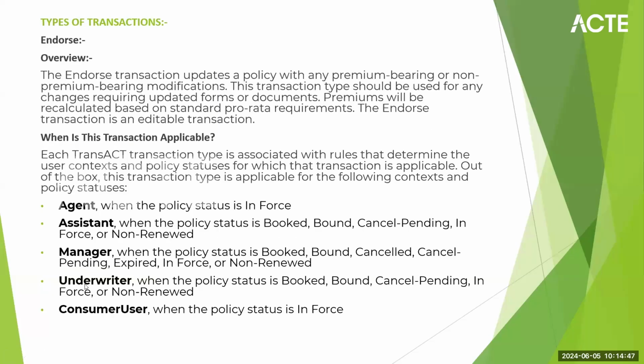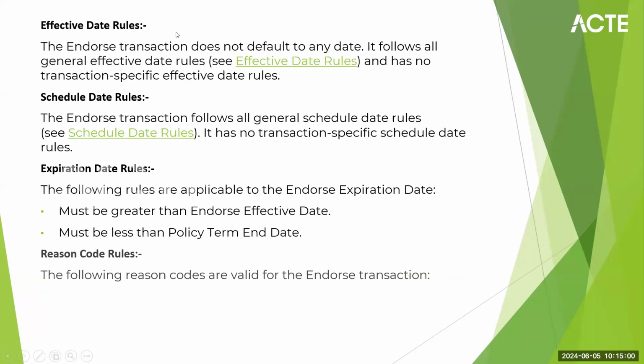These are nothing but agent, assistant, manager, underwriter, consumer. These are login users: agent user, assistant user, manager user, underwriter user, customer user. Effective date. The endorsement transaction does not default to any date. It follows all general effective date rules and has no transaction specific date rule. The user can edit this effective date as well.